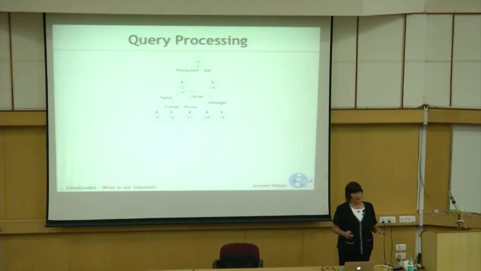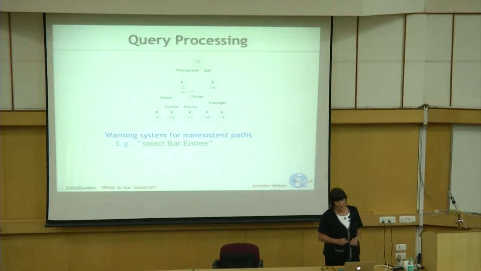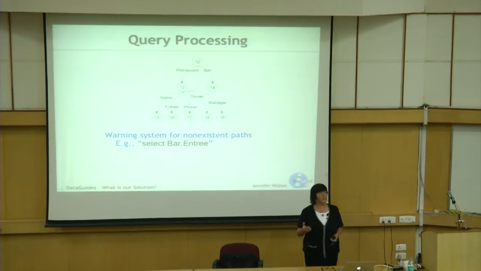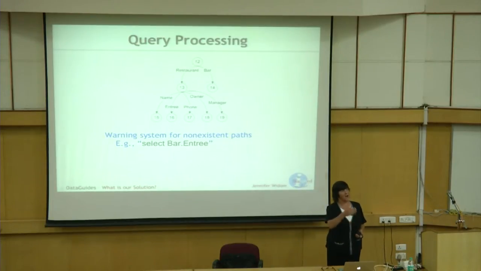Next, for query processing, we didn't want to give errors, actually. One of the philosophies when you query semi-structured databases is that sometimes you don't really know what's in there, or things that used to be there are not there any longer. So instead of generating errors, we had a warning system. And we used the data guide to generate warnings when queries tried to follow paths that didn't exist.